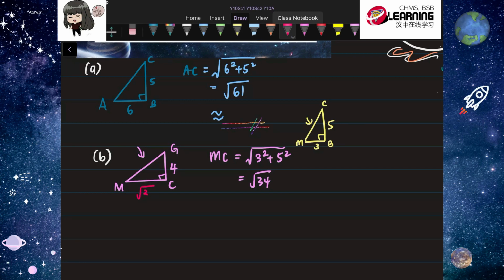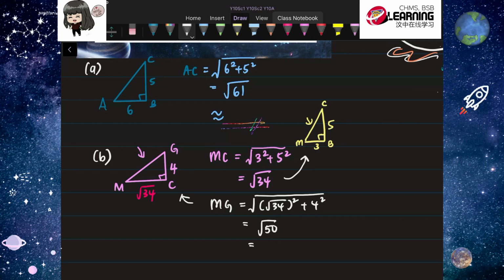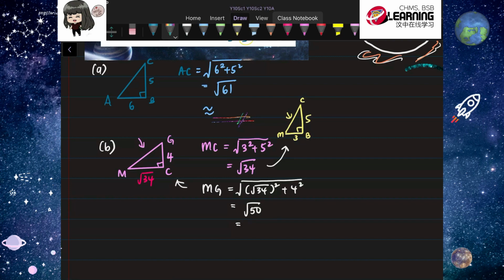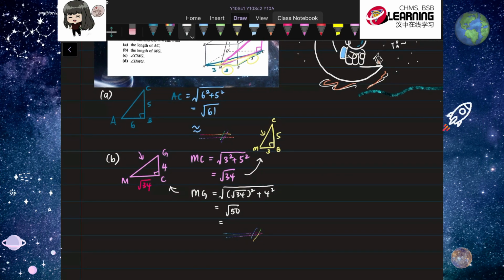So here is my square root of 34. Then we can find our MG using this triangle. So this triangle to find MC, this triangle to find MG. So MG equals the square root of that plus square of 4. So round off to 3 significant figure. Okay, you do it by yourself. For this, find it on your own.